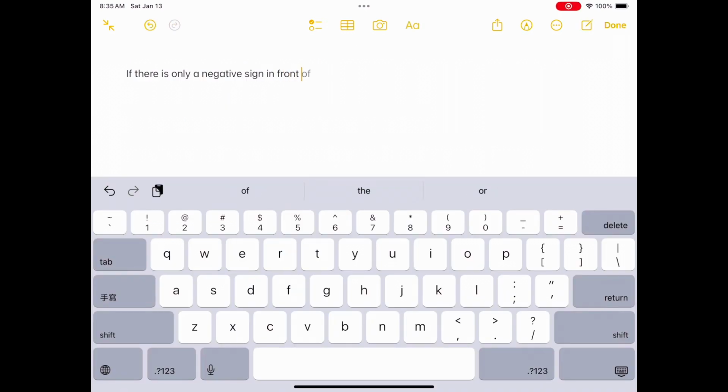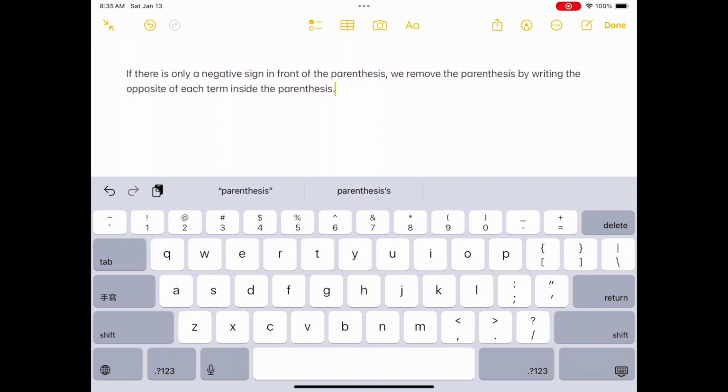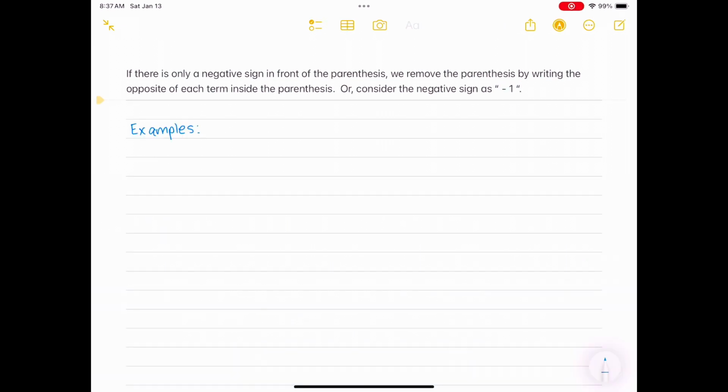If there is only a negative sign in front of the parenthesis, we remove the parenthesis by writing the opposite of each term inside the parenthesis. Or consider the negative sign as -1. Examples: negative, open parenthesis, 3x plus 4 minus 2x, close parenthesis, equals.